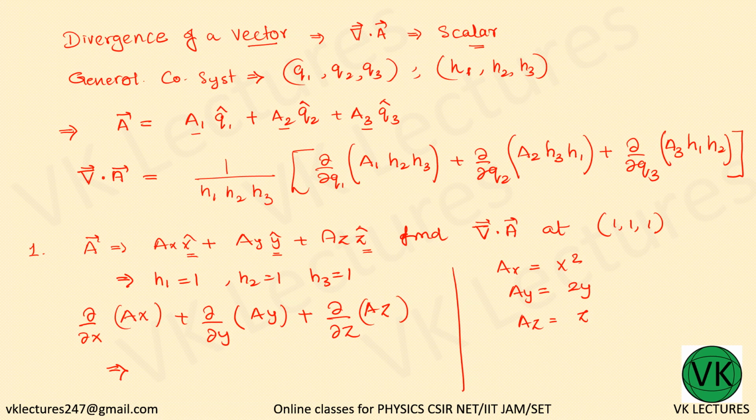So dou by dou x of x square is 2x, plus ay is equal to 2y, so that is 2, plus az equal to z, so that is 1. So 2x, so x value is 1, so that gives 2 plus 1, that's equal to 5.